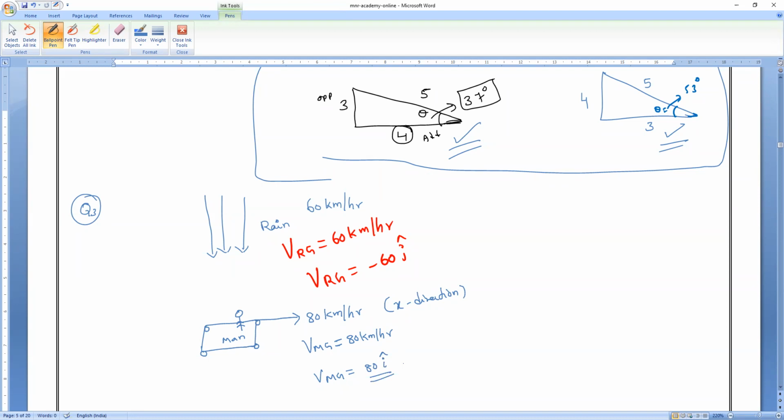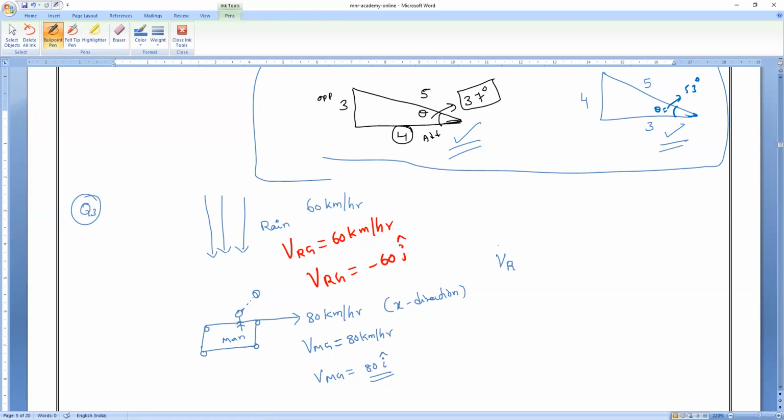Clear? Now find it. What is the resultant speed of the rain, and at what angle does the man need to hold the umbrella? Either he needs to hold at what angle to resist this rain? So what angle has he to hold this umbrella? He has to find it. So if you want to find it, you need to calculate only one thing. What is that? Well, the speed of the rain.